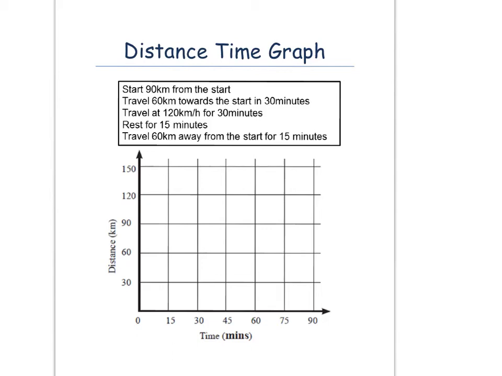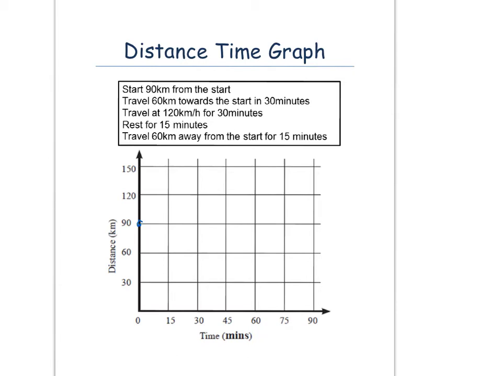In Mechanics 1, you can be asked to do several different types of graphs, one of them being distance time graph. Here is a question that asks us to draw a distance time graph. Now, it says start at 90 kilometres from the start. So at 90 kilometres from the start, put a little dot.